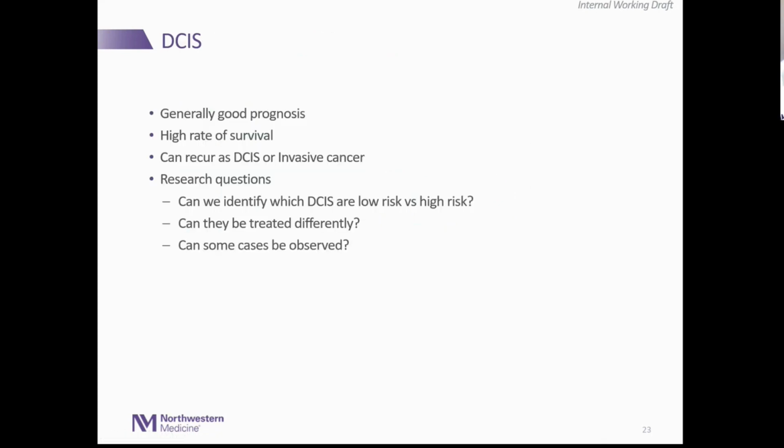With DCIS in general, it's a good prognosis. There's a high rate of survival. However, DCIS can potentially recur as DCIS or as invasive cancer. And so, the research questions that we as the breast cancer community are trying to answer are, can we identify which DCIS are low risk versus which are high risk? We talked a little bit about some of those features that we see on the pathology slides. Can we understand more about those? And so can these DCISs be treated differently? And in some cases, can they be observed and not treated at all?